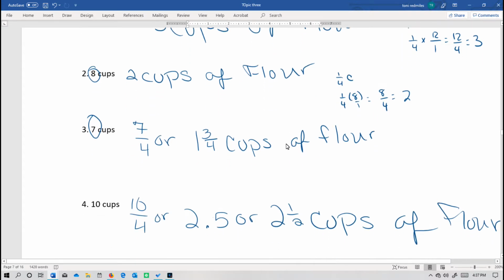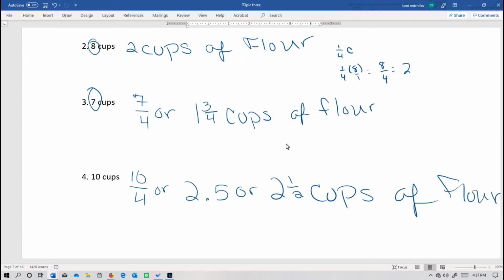Now we get into some weird ones. So still same formula, 1/4 C. Okay, let's put our number in for C, which is 7. Throw a 1 underneath to make it also a fraction. 1 times 7 is 7. 4 times 1 is 4. And this is an acceptable answer, 7/4 cups. Or you could turn it into a mixed number. 4 goes into 7 one time with 3 left over.